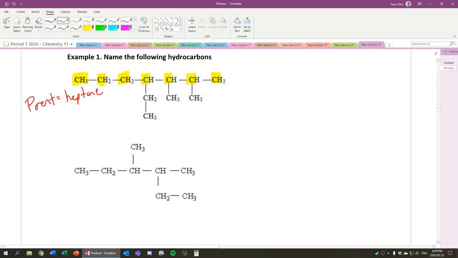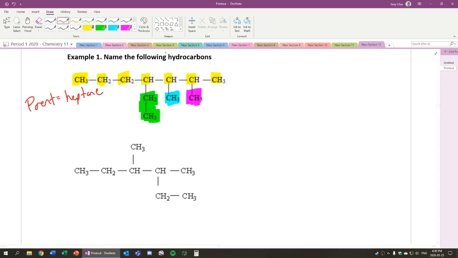Okay, so where are my branches then? Well, I'll highlight them in green. Here's one branch. Here's one branch. Here's another branch. And here's another branch. Okay, so there's 3 branches right there.